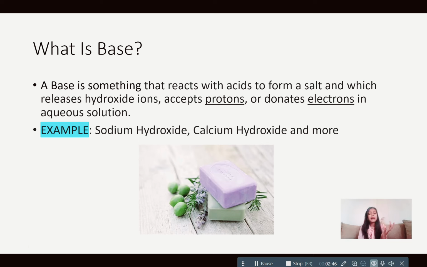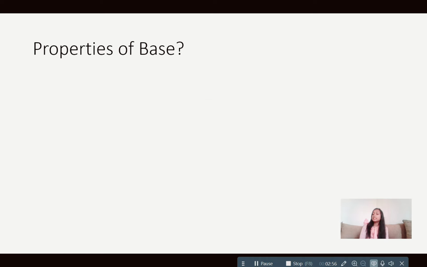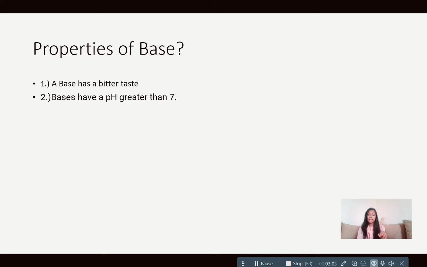How can you identify whether something is a base? There's one trick: if at the end there is the word hydroxide coming, that means that is a basic substance, okay? Let's move. The properties of base. The first one is a base has a bitter taste, not a sour taste, and they have a pH that is greater than 7, okay?